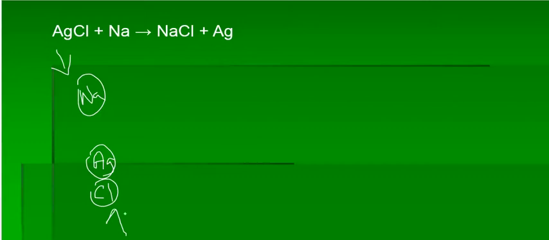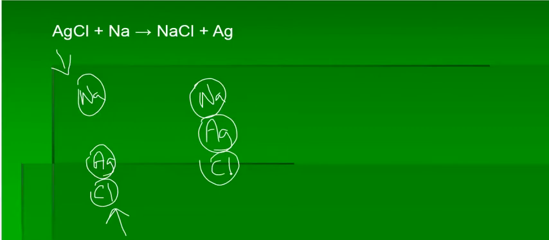With this example equation, I've got silver chloride reacting with sodium. Let's say the sodium atom comes in from this direction, and the silver chloride comes in from this direction. So when they hit, you get an intermediate that looks like this. Now I'm trying to form NaCl. Well, if they hit in this orientation, there's no way to form NaCl. So what happens, they simply bounce off one another.